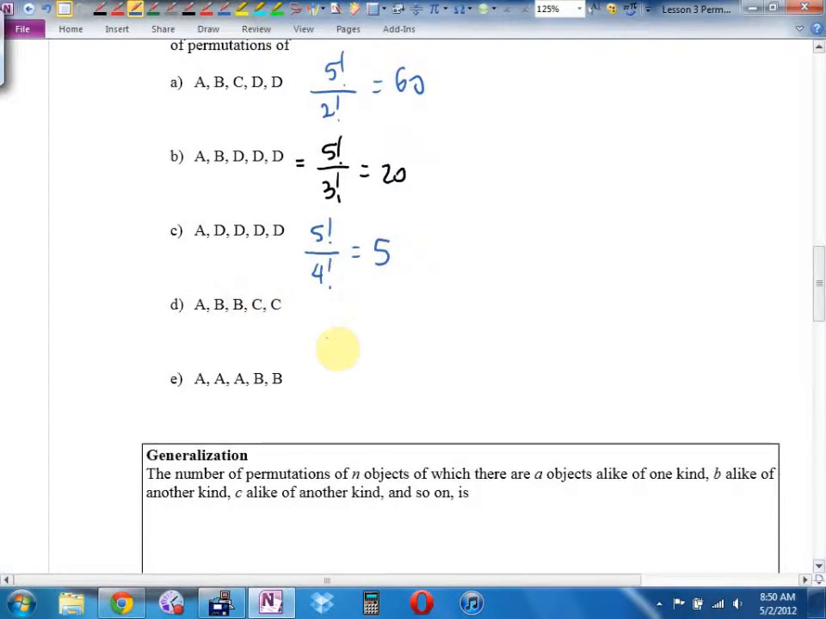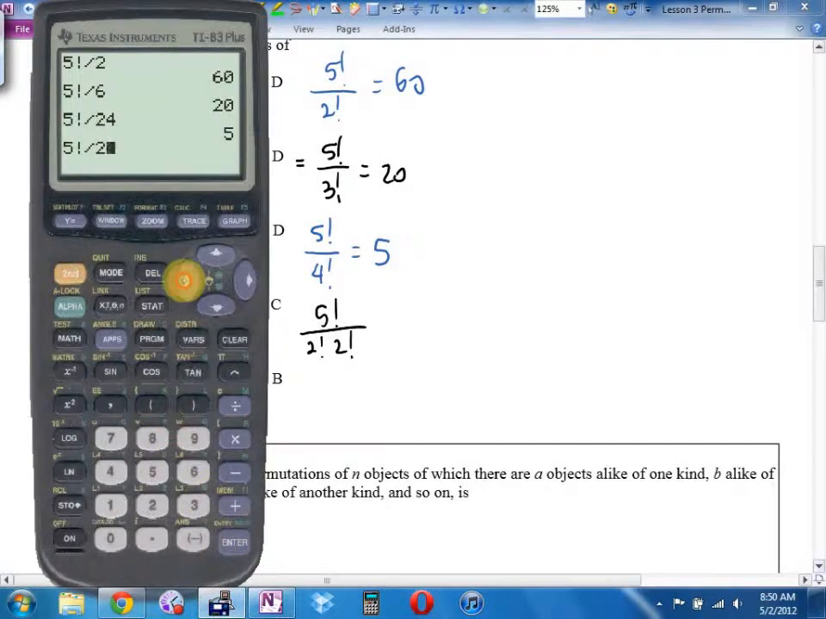What about here? What's going to be on the top? Carson. No, I got to be fussy. 5 factorial. What's going to be on the bottom? Carson, how many B's? How many C's? Yeah, that's the rule. Carson, what is 2 factorial? What's the bottom really if I were to evaluate it? 4. I'll just delete the 2. That's even quicker. 30.